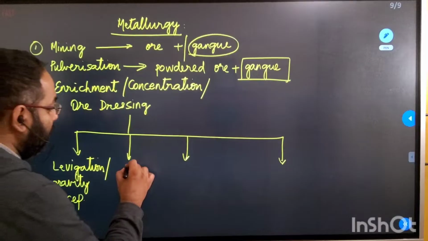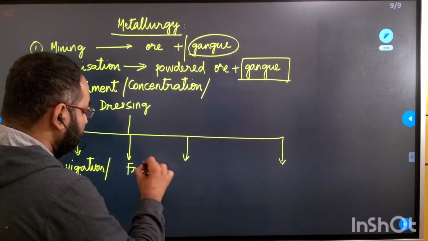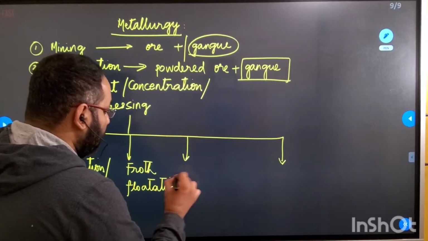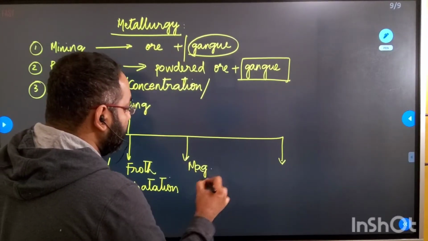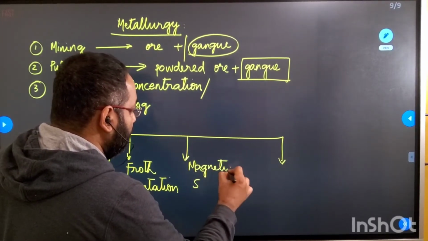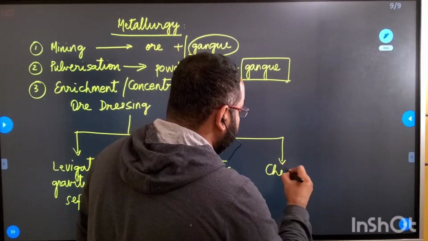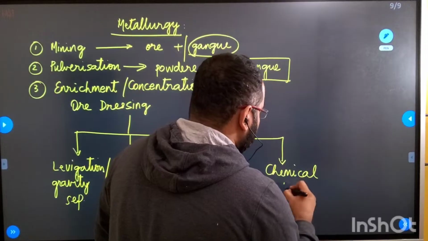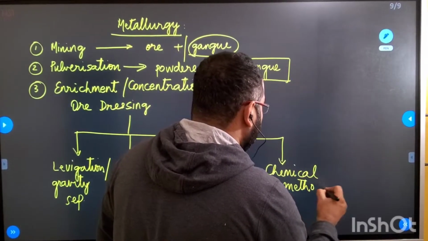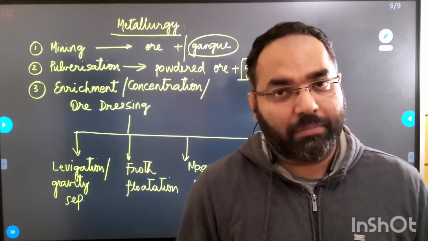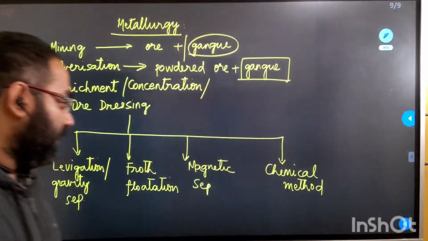The second one is called as froth flotation. The third one is called as magnetic separation. And the fourth one is called as the chemical method. Now in NCERT, he's not really spoken much about these methods, but it's important for you to know because in case some question is asked around it, you should be able to answer it.